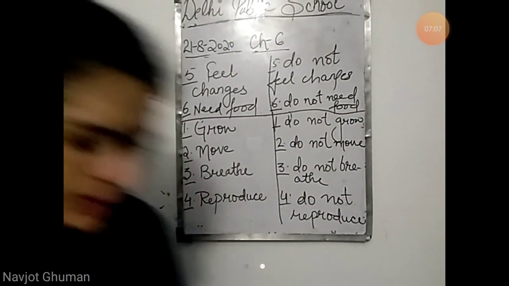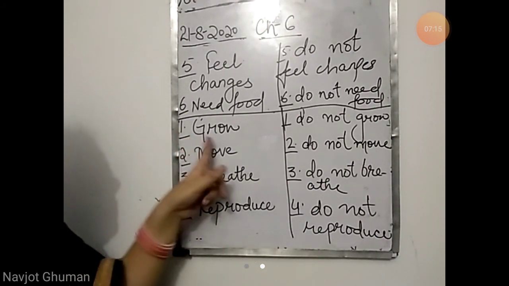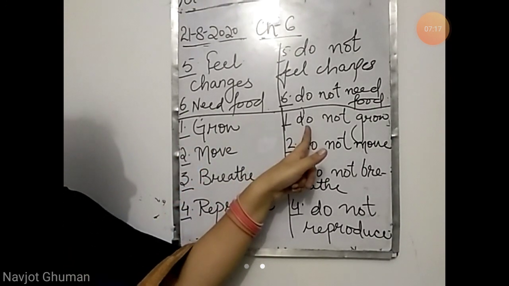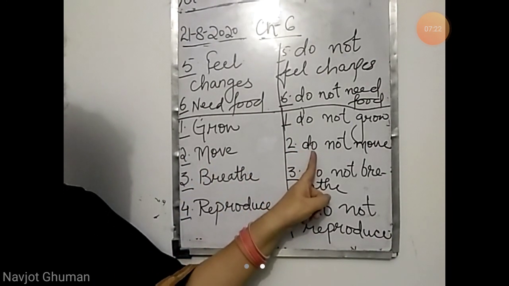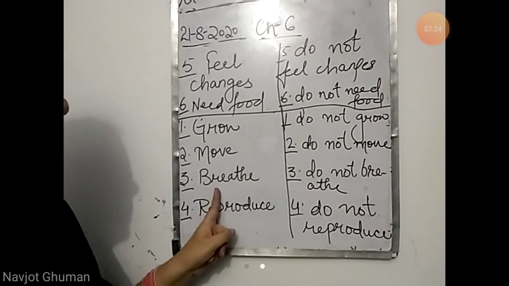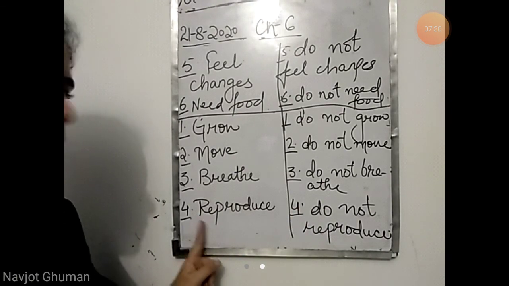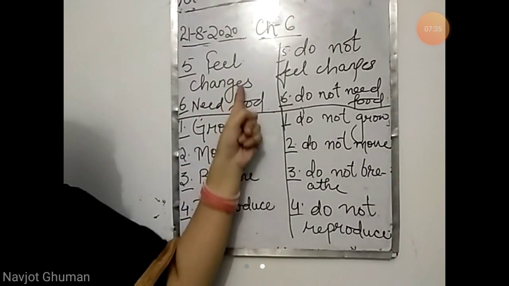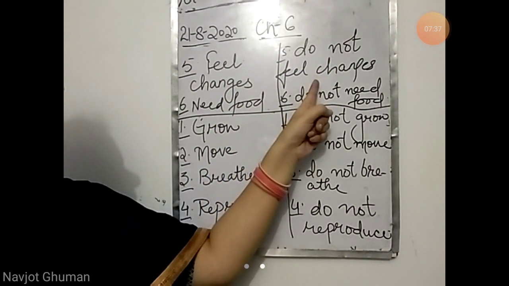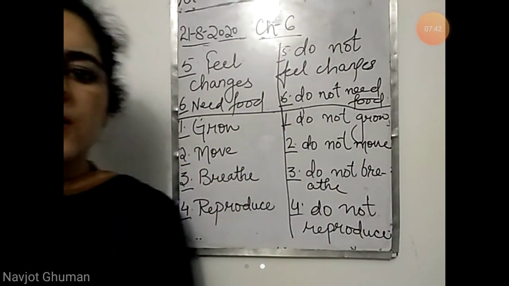So this was your let's recall. We have to write the characteristics of both living and non-living things. First is living things grow, non-living things do not grow. Living things move, non-living things do not move. Living things breathe, non-living things do not breathe. Living things reproduce, non-living things do not reproduce. Living things feel changes, non-living things do not feel changes. Living things need food, non-living things do not need food.